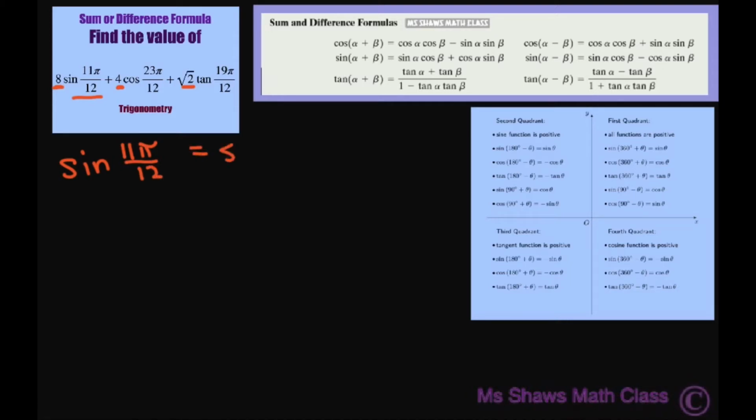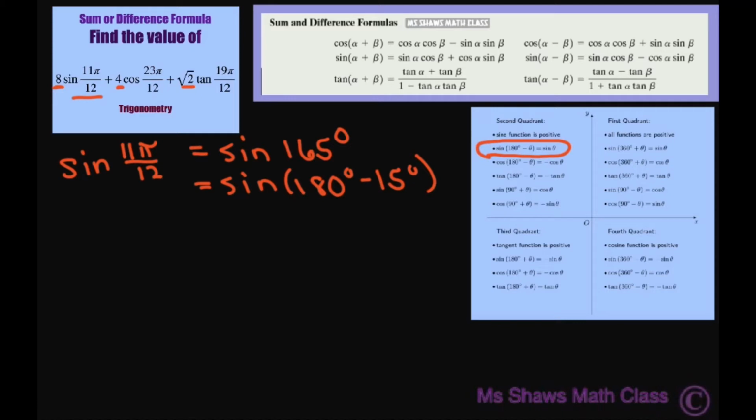Well, that equals sine of 165 degrees. All right, I can write this as sine of 180 degrees minus 15 degrees. And looking at my reference angles, sine of 180 minus my angle here equals sine of my angle. This would be your angle. So this just equals sine of 15 degrees.